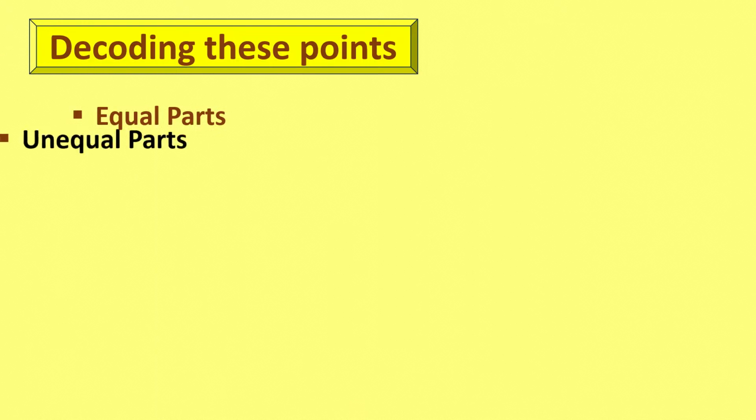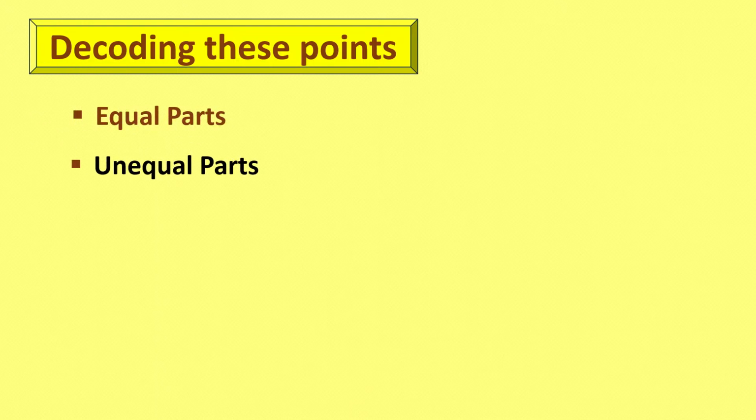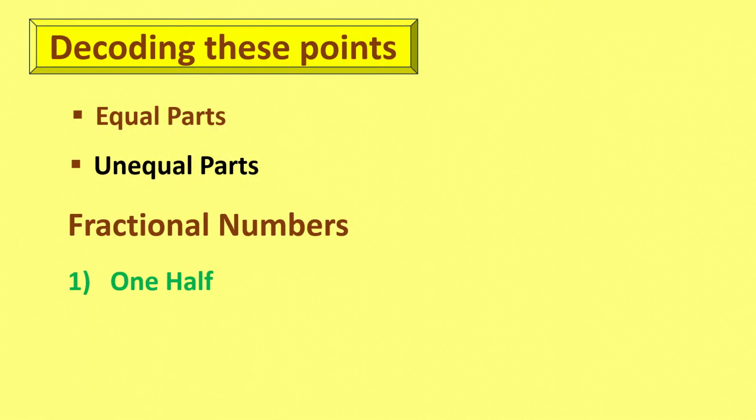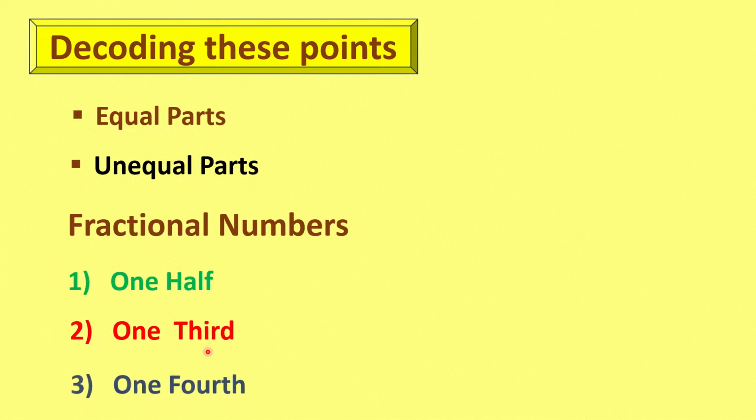Now I'm going to decode these points. First one is equal parts, second one unequal parts, third one fractional numbers. In fractional numbers, there are 1/2, 1/3, and next one is 1/4. Just match it with your syllabus, whether these points are there or not. Okay, come on with me.